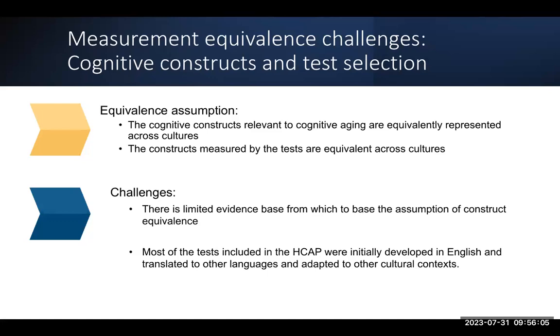Then when we think about selecting tests for the HCAP, these decisions were made based upon the best available evidence about what tests are going to be sensitive to cognitive aging. But that evidence base, of course, is differentially distributed across the world, and so it's heavily drawing upon high-income countries such as the US. Most of the tests in the battery were developed, standardized, and validated on an English-speaking, US-dominant population. So those tests then need to be translated and adapted to be used in other cultural contexts.